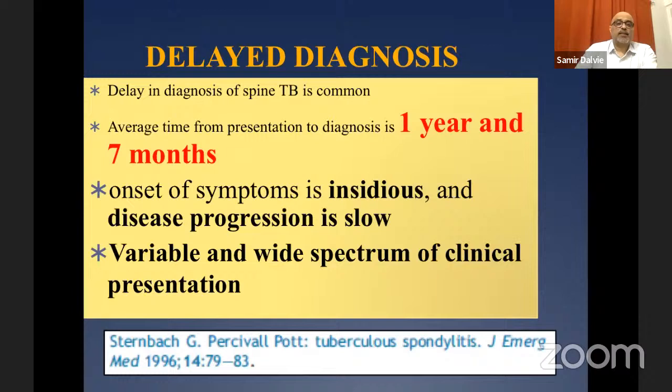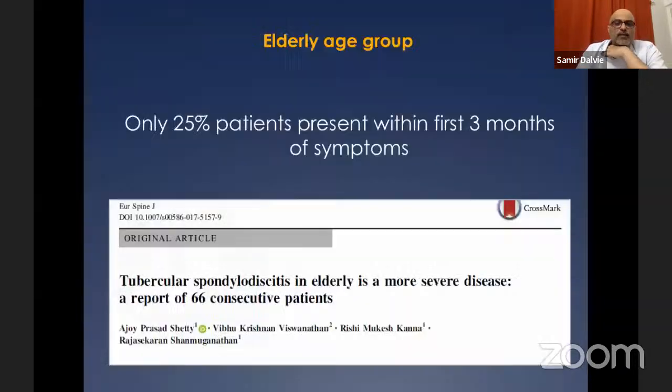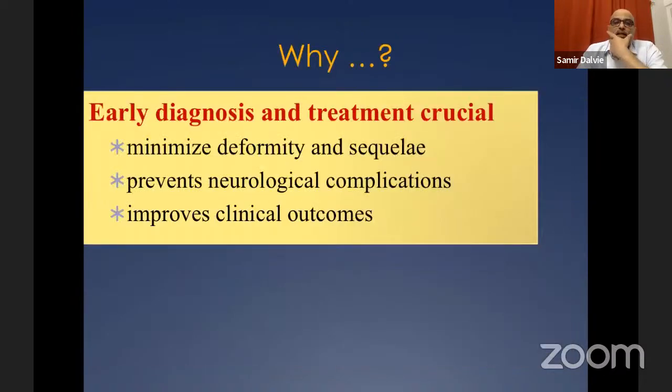Now, 1% of all cases of TB are actually Cox spine, and 15% of extrapulmonary cases. And the biggest problem is the delay in diagnosis. The average time of presentation in one paper from Japan was 1 year and 7 months, because it's a very slow kind of progression. And this article from India, from Ganga Hospital, said that only 25% of patients present within the first 3 months of symptoms. Therefore, early diagnosis and treatment is crucial.